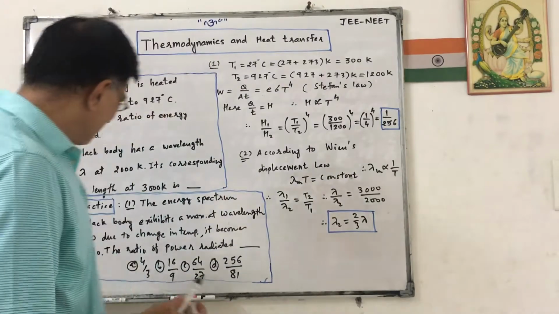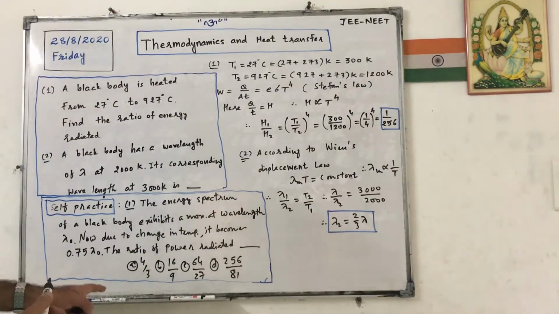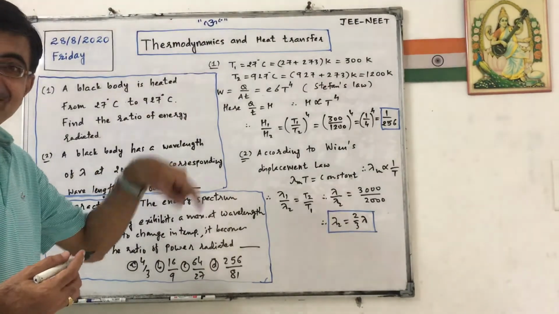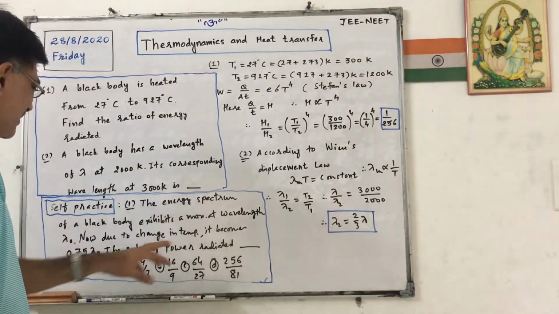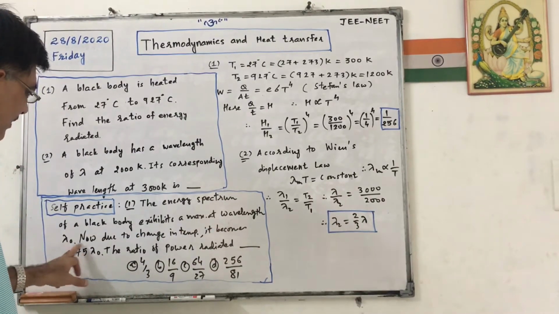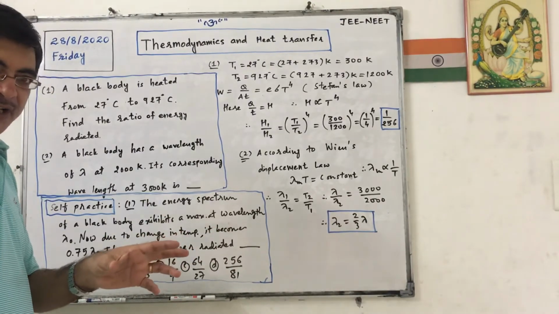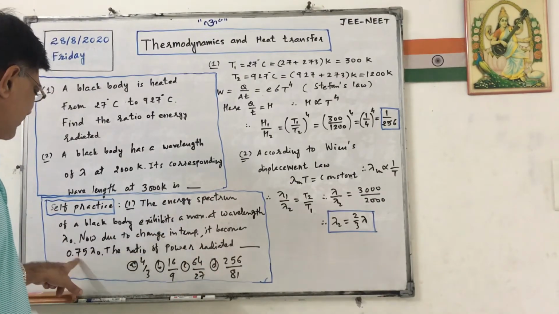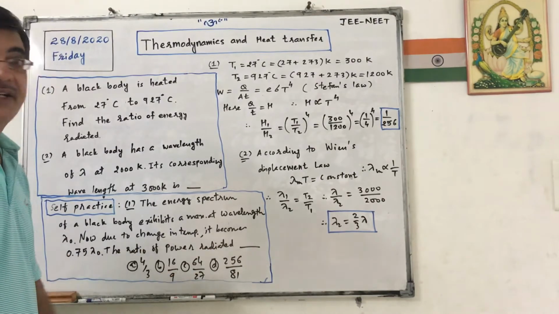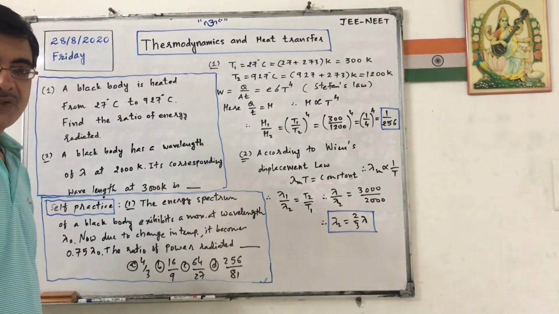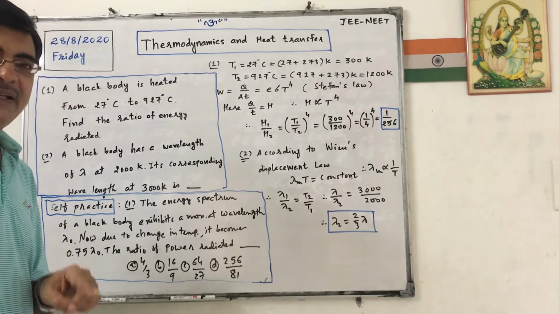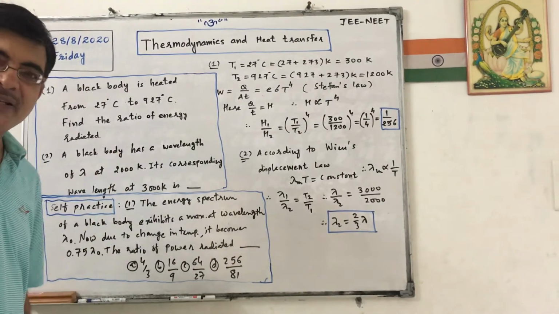Now this is self practice. It is one step ahead, combining these two. The energy spectrum of a black body exhibits a maximum at wavelength lambda 0. Now due to change in temperature of the black body, it becomes 0.75 lambda 0. Find the ratio of power radiated. First of all use Wien's displacement law and then apply Stefan Boltzmann's law.